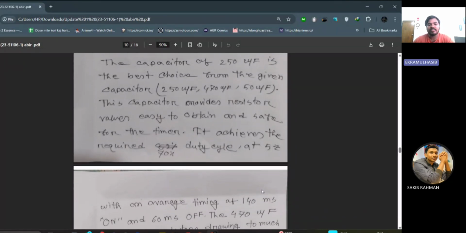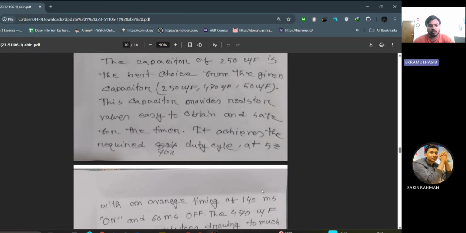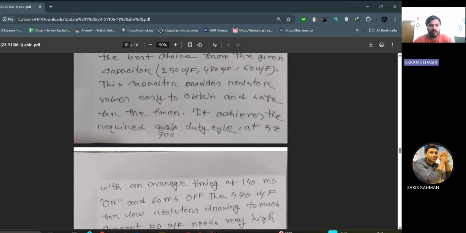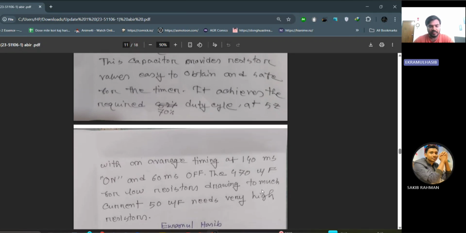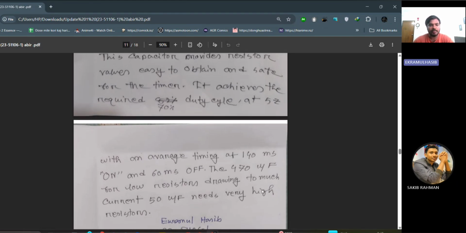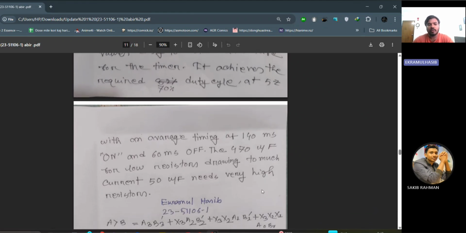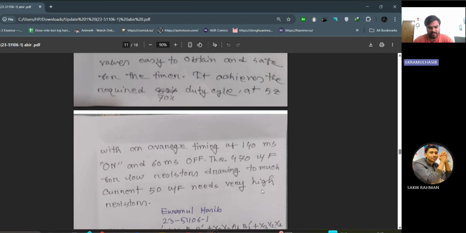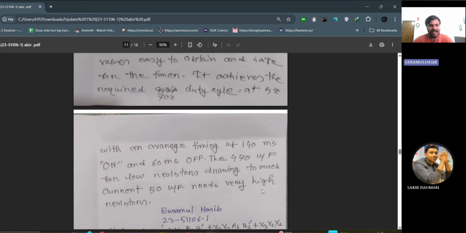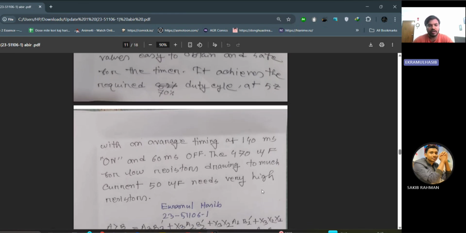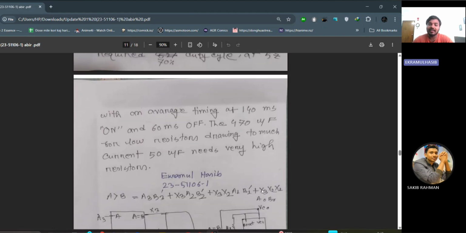The capacitor provides resistor to obtain and space for the timers. It achieves the duty cycle of 70, and the R value matches from the 5 hertz average time, 140 ms on and 16 ms for TL off. The 470 capacitor of the low resistor draws the current 15 and shows very high resistor.